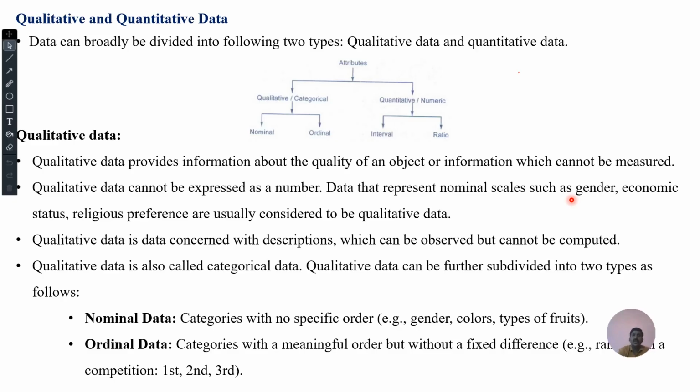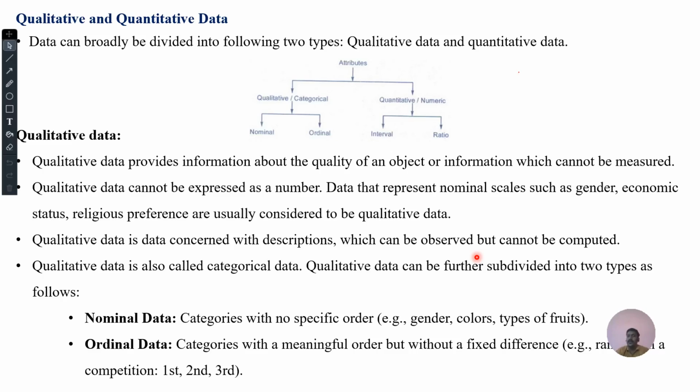Qualitative data is concerned with description, which can be observed but cannot be computed. I already told you, we can feel the taste, but we can't measure it. That is the example for qualitative data. I will divide it into two types, nominal and ordinal.